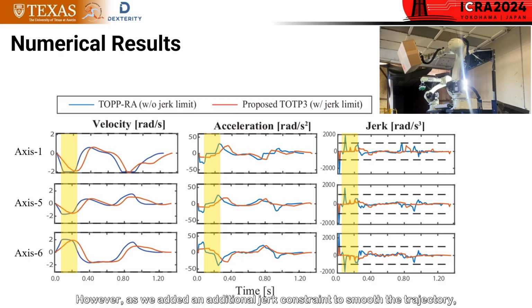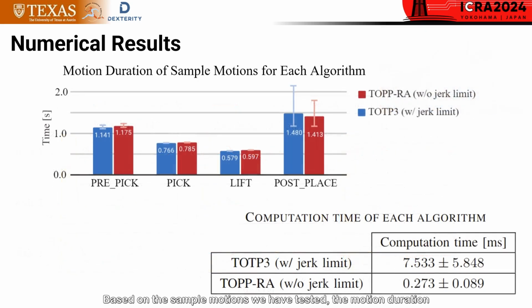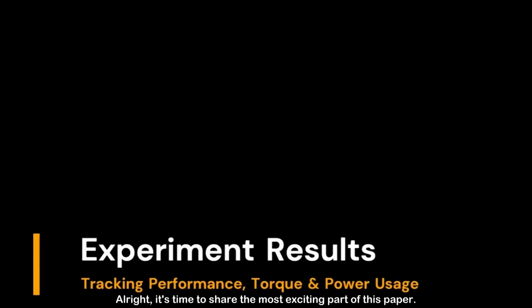However, as we added an additional jerk constraint to smooth the trajectory, the overall motion time was increased. Based on the sample motions we have tested, the motion duration, after adding jerk constraints, increased by around 3 to 5%. Additionally, due to the complexity of the problem, computation time also increased. When imposing jerk limits, we found that the computation time increases significantly by approximately 30 times. However, the problem can still be solved within 10 milliseconds using a C++ implementation, which is entirely acceptable for practical use. All right, it's time to share the most exciting part of this paper.